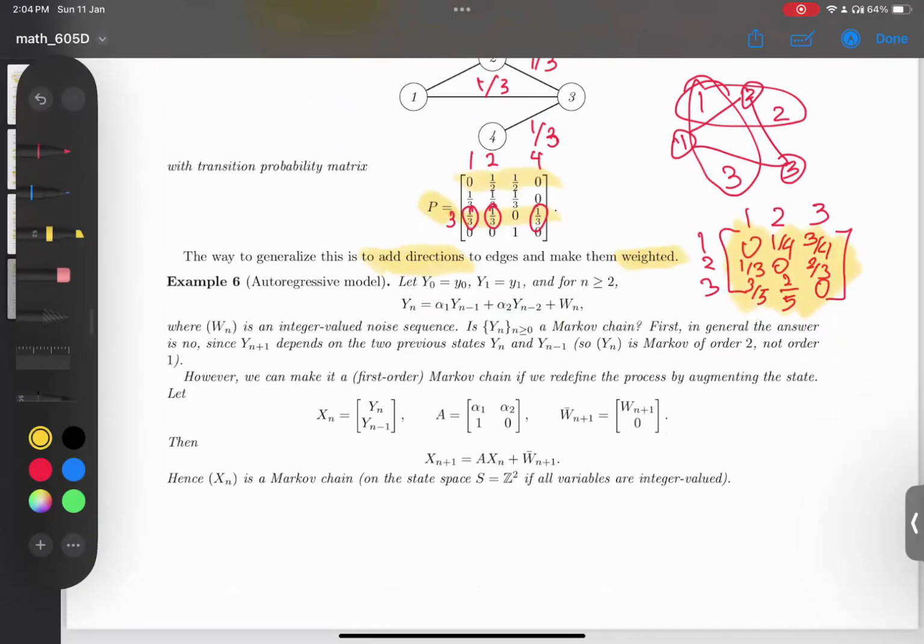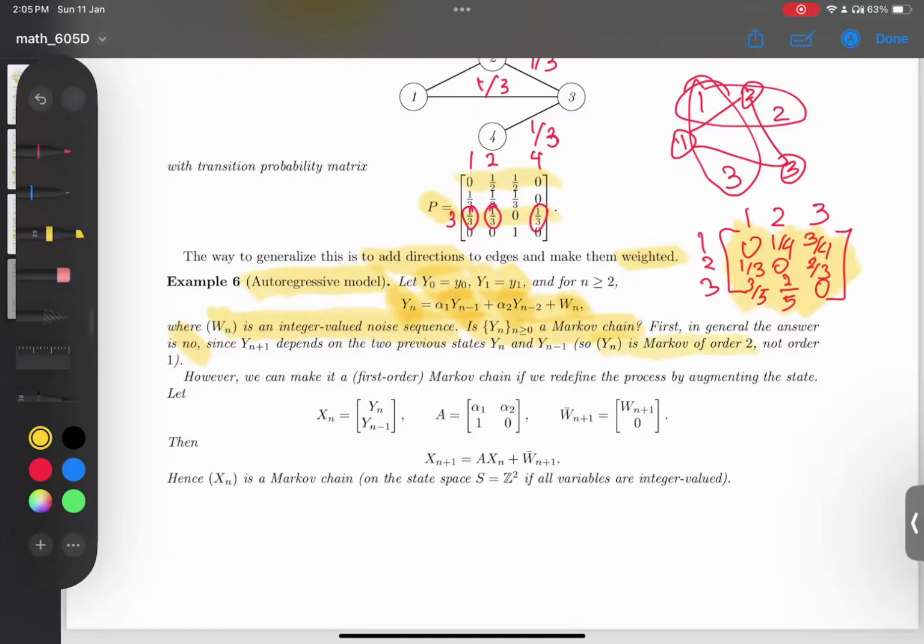And for the final example, we're going to consider an autoregressive model. In this case, we're going to have two initial states, y1 and y0. And the next state is going to depend on alpha1 times yn minus 1 plus alpha2 times yn minus 2 plus wn, where wn is some integer-valued noise sequence. And the question is, is yn a Markov chain in this case? And the answer is no, because the next step depends on the two previous steps. However, we can make it a Markov chain of order 2.